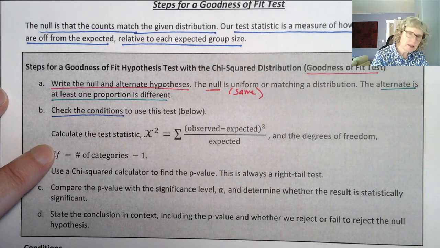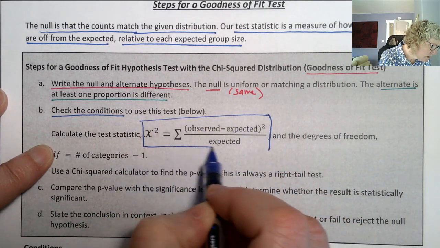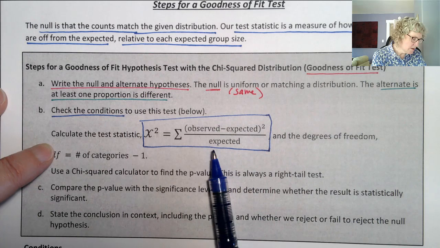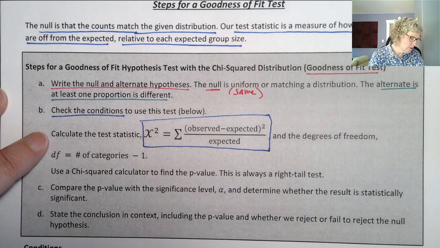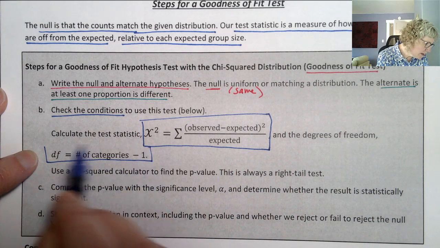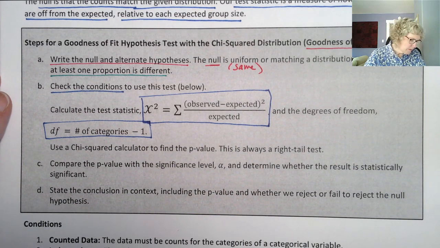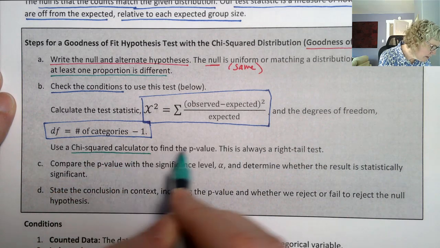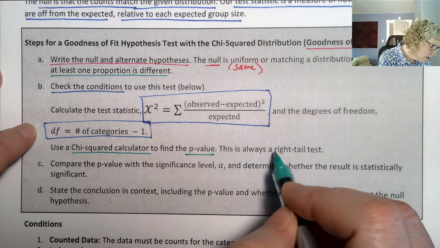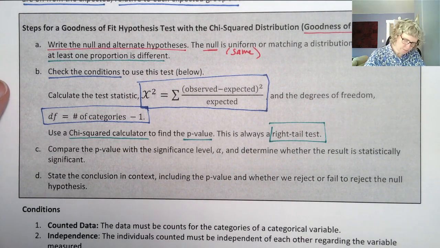Then we'll calculate our test statistic. The chi-squared is equal to this summation. That's the one we already practiced: observed minus expected squared over expected, and we add those together for each term. And then the degrees of freedom is the number of categories minus 1. Then we use the chi-squared calculator to find the p-value with that degrees of freedom. It's always a right tail test, so that's kind of nice.